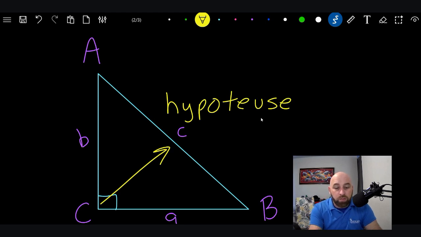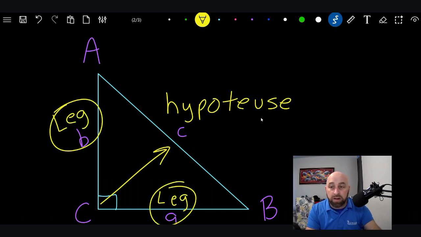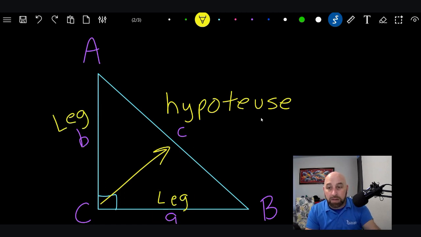Then these other ones are called legs. So that would be a leg, and this would be a leg. That's a leg, and that's a leg. And we would call this leg B, and we would call this one down here leg A. Leg A and leg B.